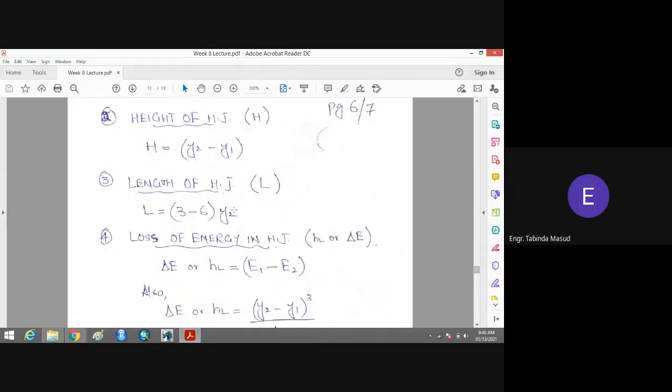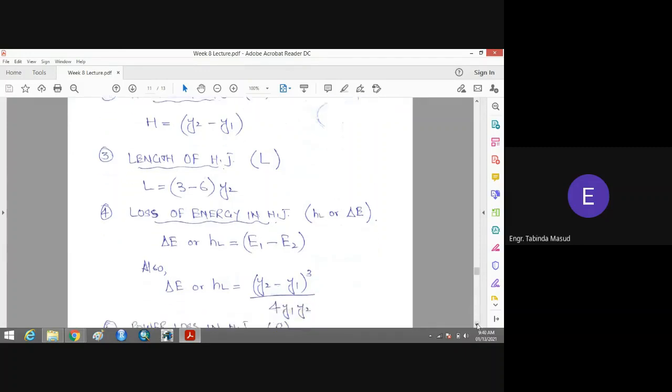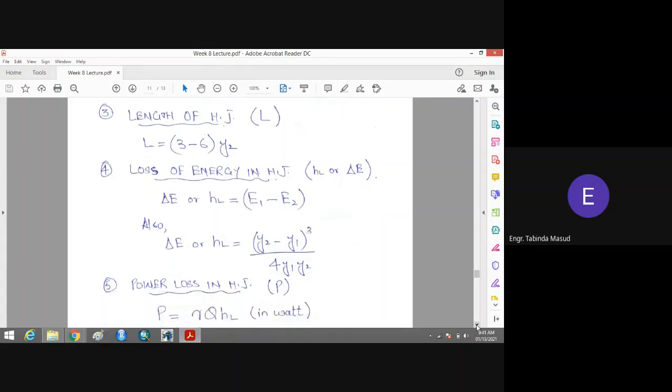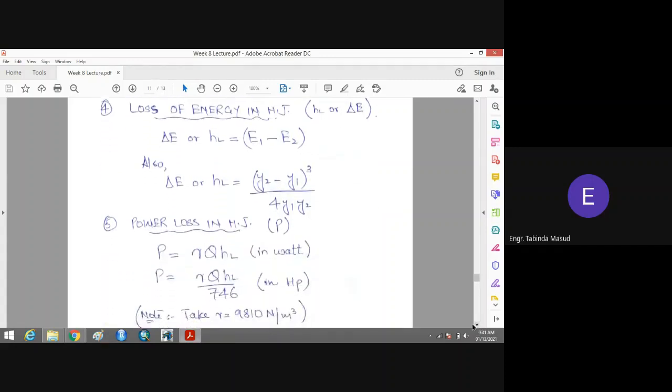Similarly, if you have to find the height of the hydraulic jump, it is quite simple. y2 minus y1 is the height. Length of the hydraulic jump is equal to 3 to 6 times of y2. Loss of energy is denoted by head loss or delta E, and you have two equations for this. You can use E1 minus E2, or you can use (y2 minus y1) whole cube divided by 4 into y1 into y2. If you have to find the power loss, then you have these two formulas.